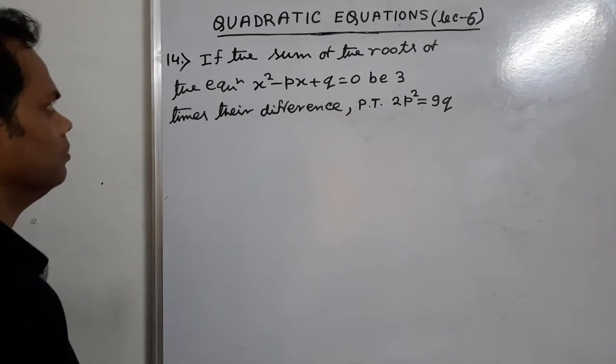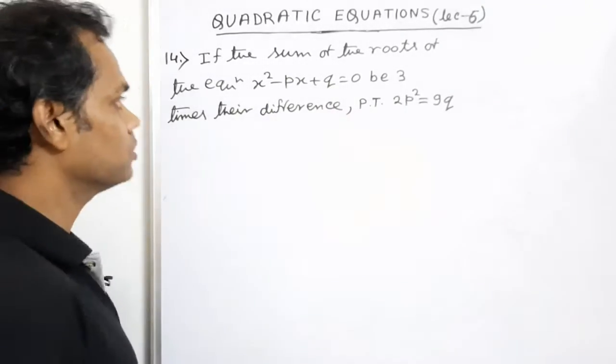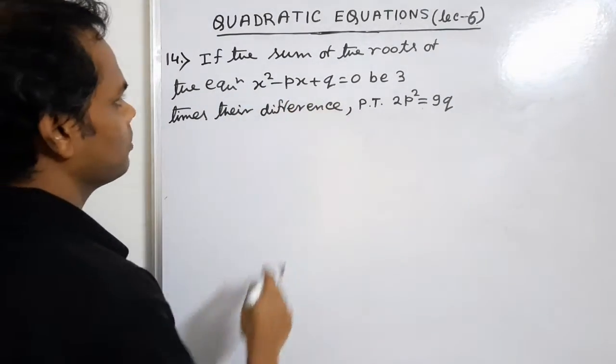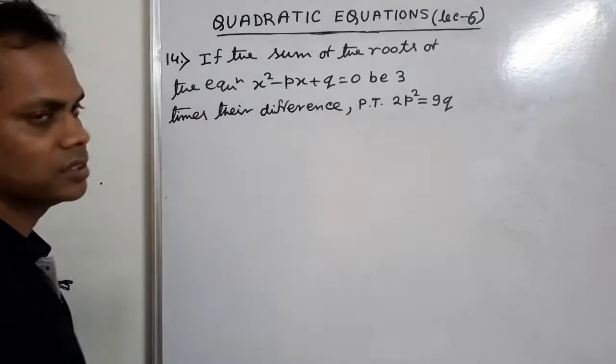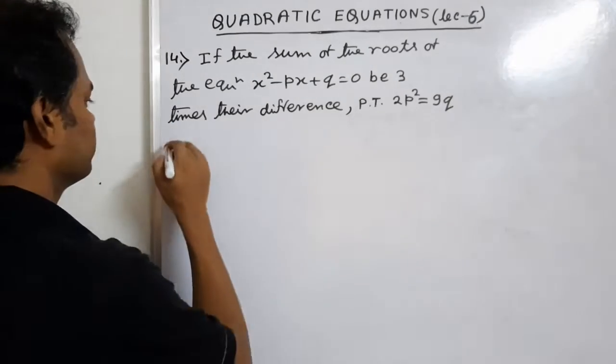This is 14th sum. If the sum of the roots of the equation x square minus px plus q equal to 0 be 3 times their difference, then prove that 2p square equals 9q.